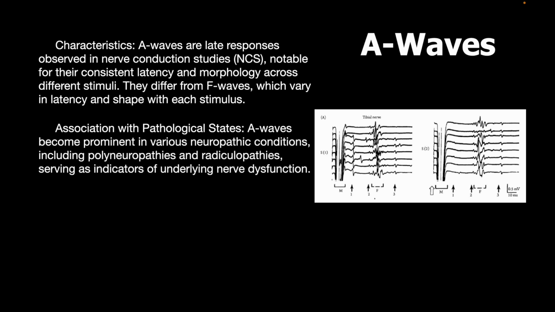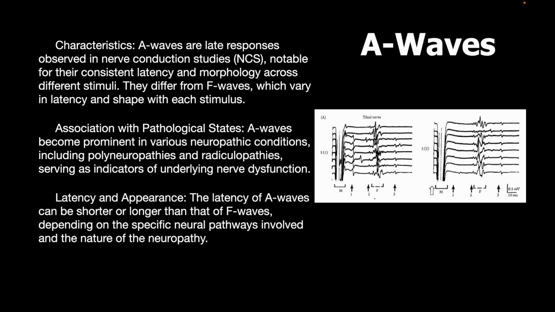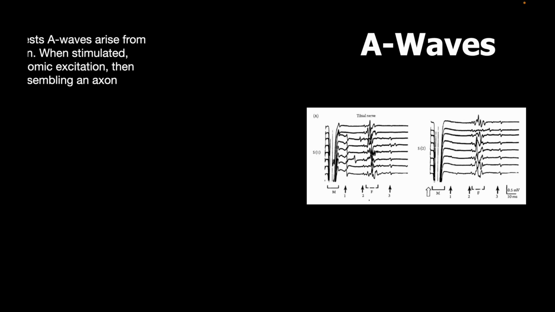The A wave becomes prominent in various neuropathic conditions, including polyneuropathies and radiculopathies, and is an indicator of nerve dysfunction. The latency of the A wave may be shorter or longer than the F wave. It is very difficult to say if it will be longer or shorter. It can be anything, depending on the specific neural pathway that was used for its generation.